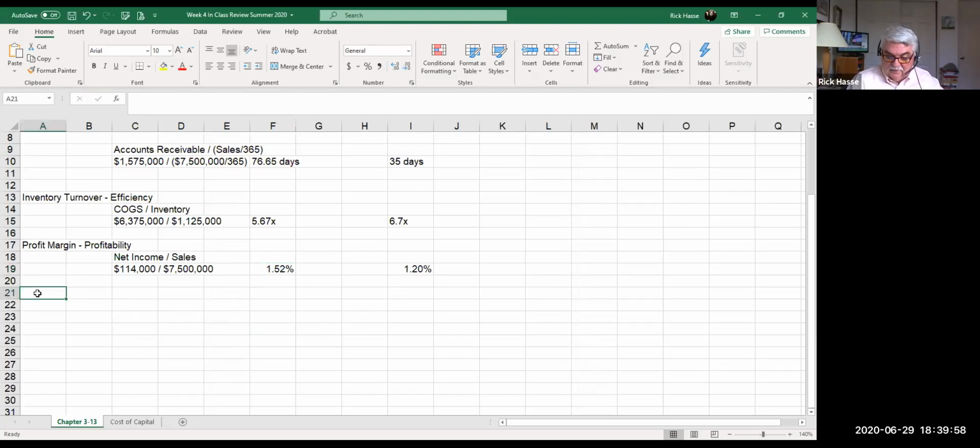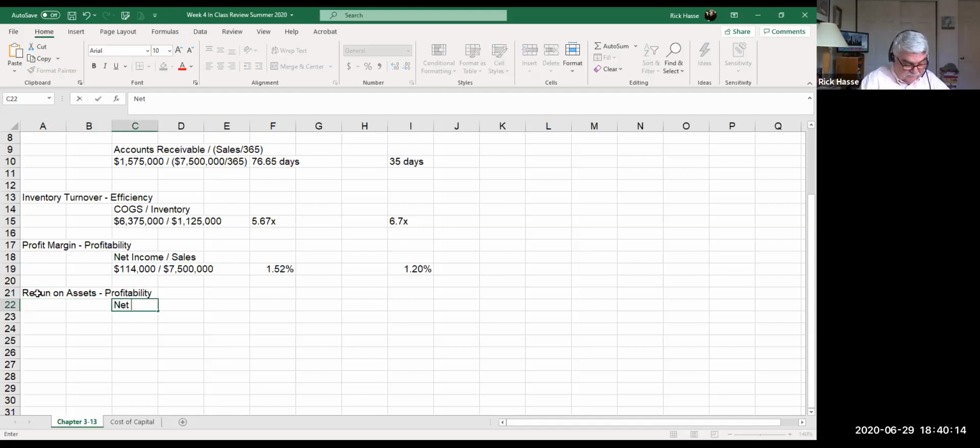Another profitability ratio is called return on assets. That's another profitability relationship or number. And what it is, it's net income divided by your total assets. Return on assets. What percent your profit is of the asset base of your company that's generating that income.